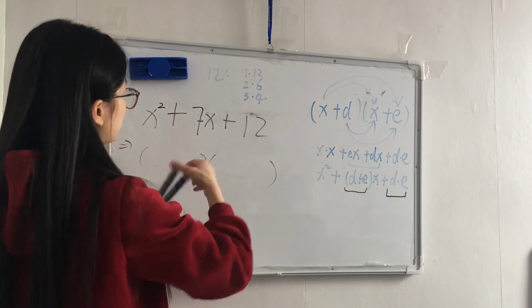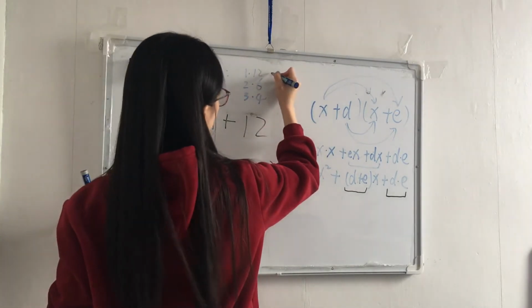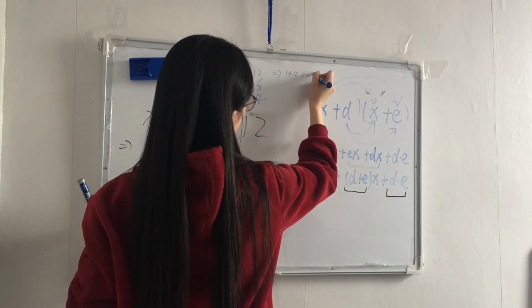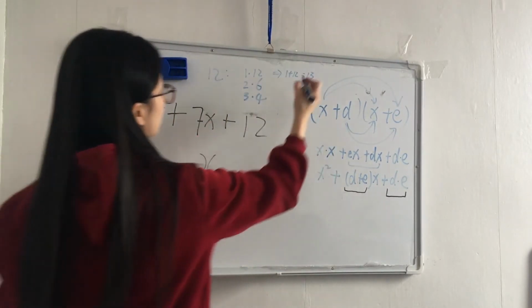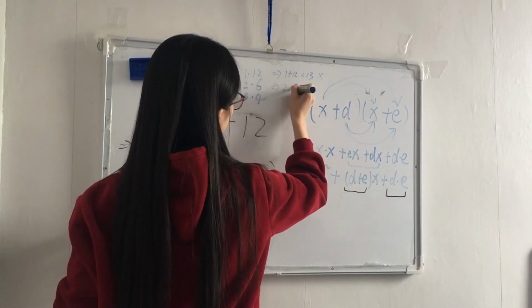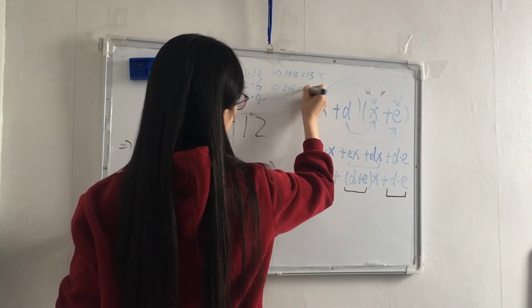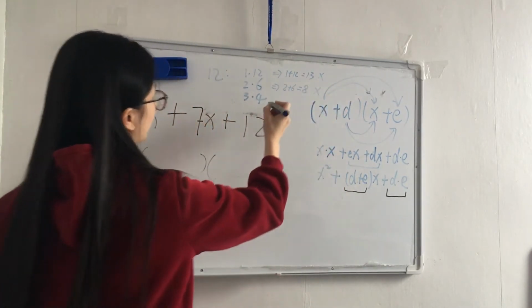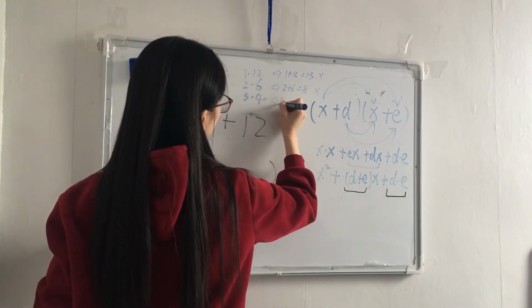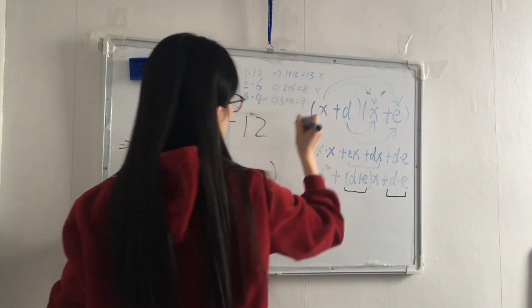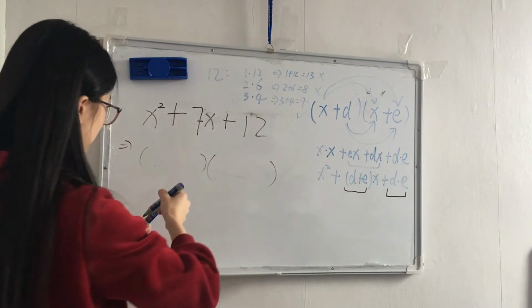What is 1 plus 12? This is 13. That's not equal to 7, so that's not it. And then this is 2 plus 6. This gives us 8. 8 is not equal to 7, so it's not. And then this is 3 plus 4. This gives us 7. Great. So we're choosing this factor pair.